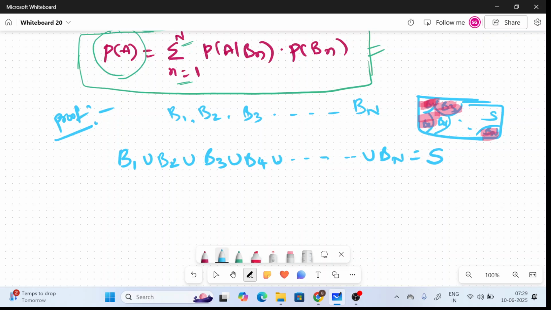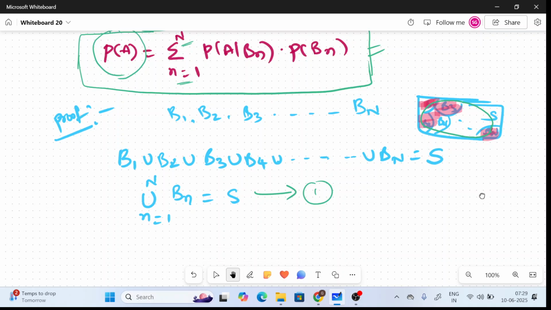So I want to write a generalized expression for it. How can I write the generalized expression? Union n equals 1 to capital N of Bn, which is equal to S. On top of which, event A is also present on the sample space. So S intersecting A, we want to take that. This is equation one.